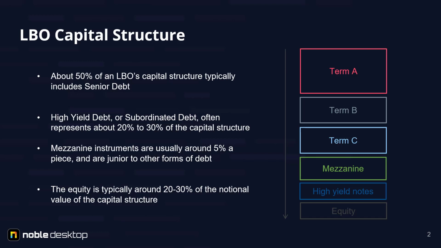Because the company is so heavily leveraged at acquisition, equity holders require a large projected internal rate of return on investment. Typically, investors seek annual returns in the range of 20 to 40% for any LBO transaction.